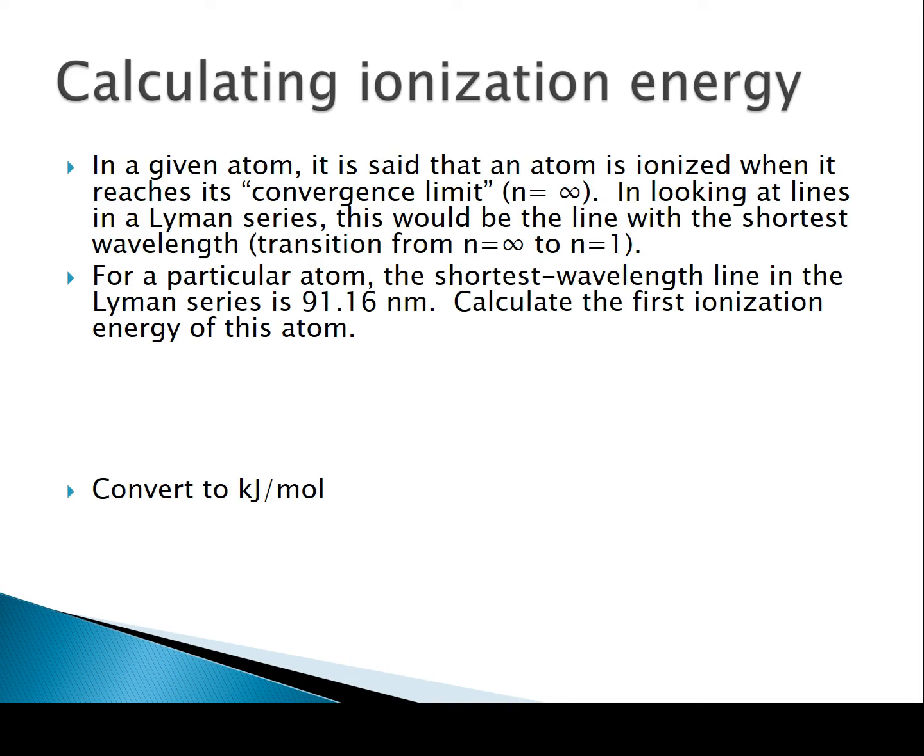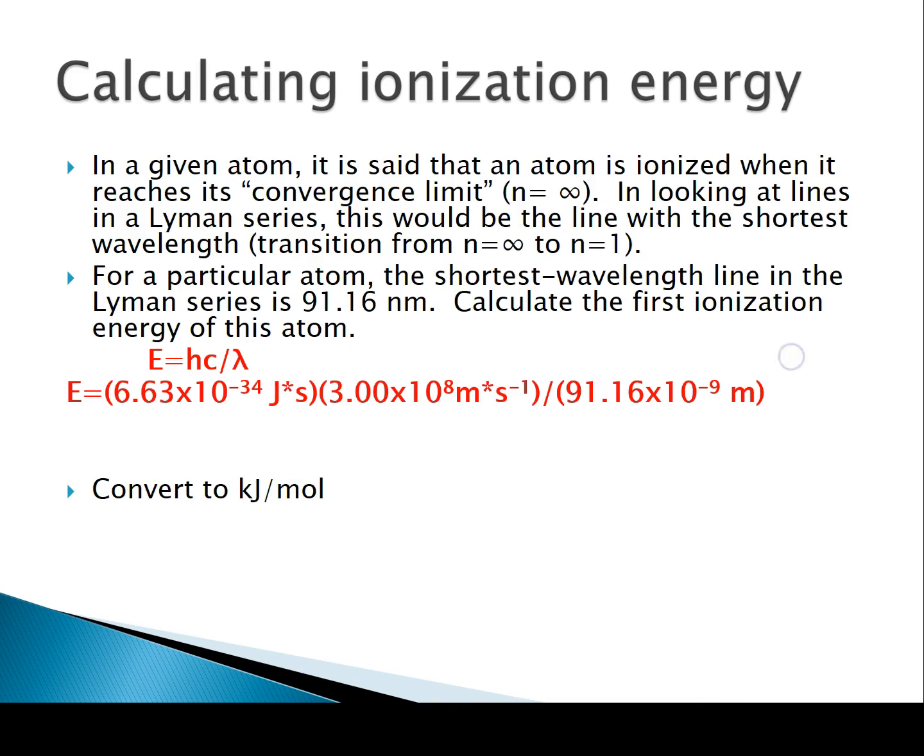Now, those words, shortest wavelength line, are pretty much the indication to you that we are calculating the energy of the convergence limit, right? So again, all we do is plug into our equation for calculating the energy of radiation. We're given a wavelength, so we're going to use hc over lambda. And when we plug in the numbers, we do Planck's constant times the speed of light divided by the wavelength in meters. Don't forget to convert nanometers into meters. And when we do our calculation, we get 2.18 times 10 to the negative 18th joules per atom.